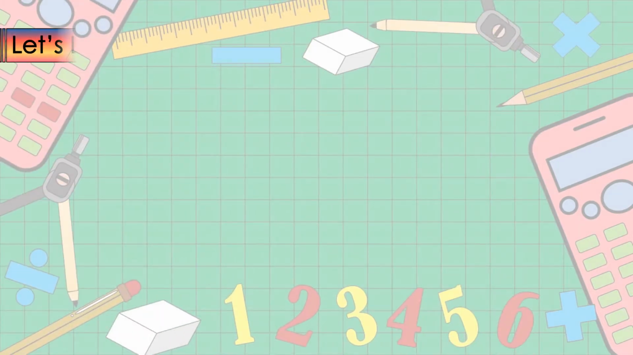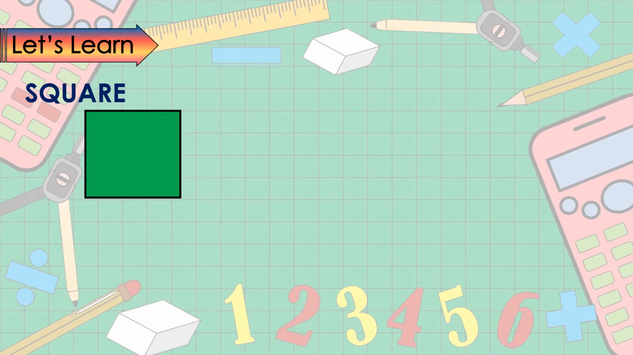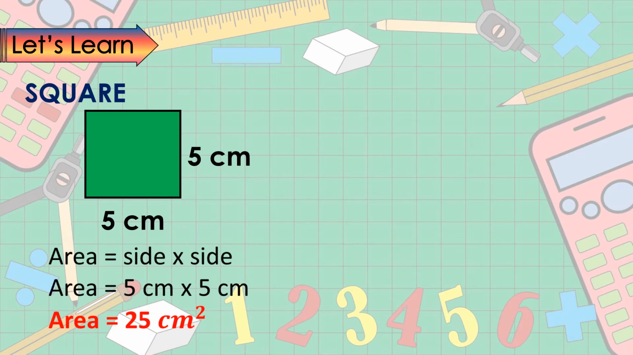Let's start with finding the area of the square, which is the simplest form of geometric figure. Why? Because all of the sides of a square are the same. So for the formula, area is equivalent to side times side. We are going to substitute the values. What are the sides? We have 5 centimeters and another 5 centimeters on this side. Now, we just multiply: 5 centimeters times 5 centimeters gives an area of 25 centimeters squared. So that's how you get the area of a square.